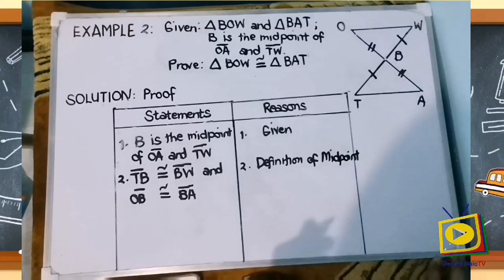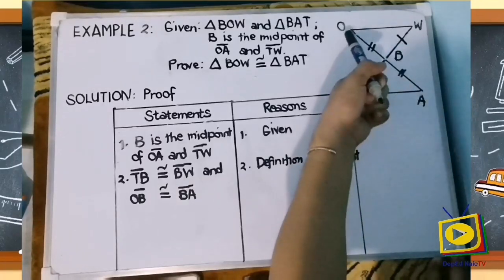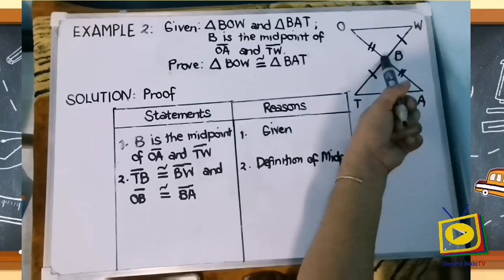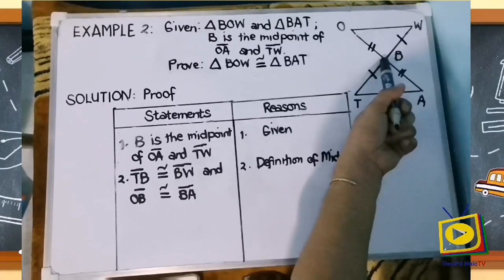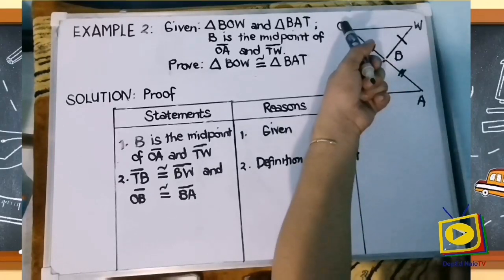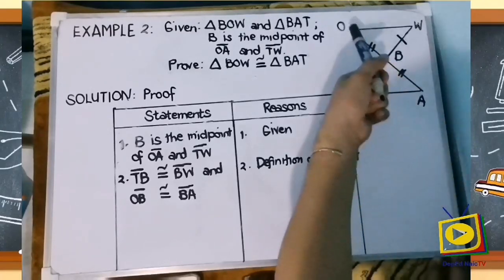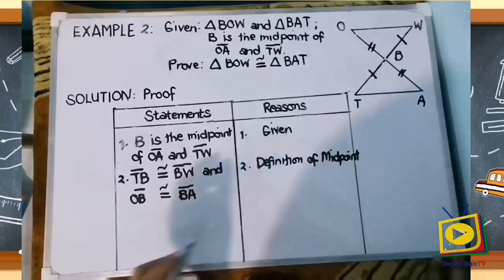So that is the definition of midpoint. It divides the segment. For example, we have here OA. So it divides the segment into two equal parts if we have drawn a midpoint. From the word itself, midpoint, it is a middle point between the two given points. So meaning to say that OB is congruent with AB.